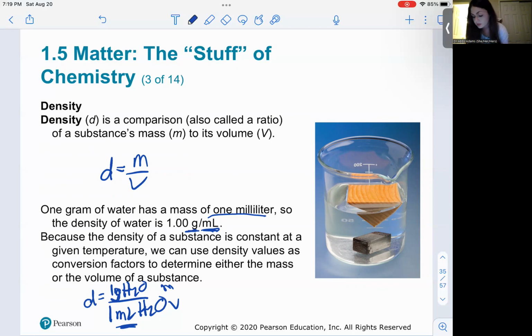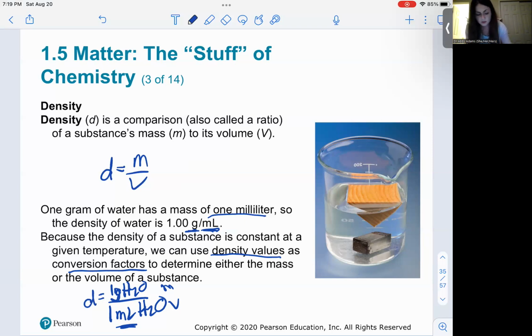And so we can use the density as a conversion factor in some of the problems that you're going to be given to determine either mass or volume of a substance. Depends on what you're given, and you can plug in what you're given and define what you require, what you're being asked in order to find your answer. Just solve the equation, plug it in.